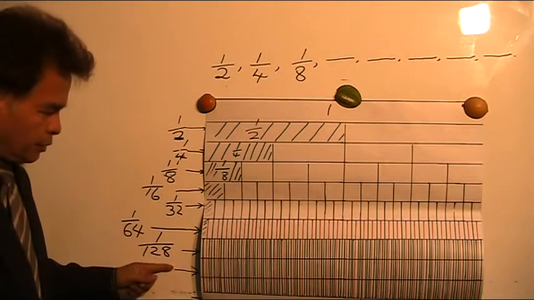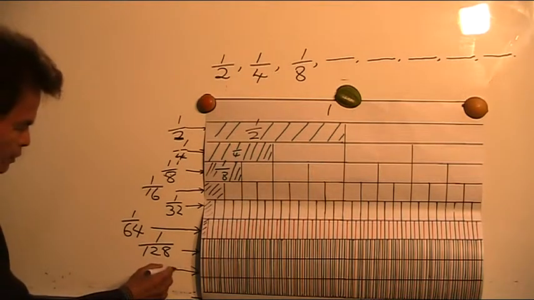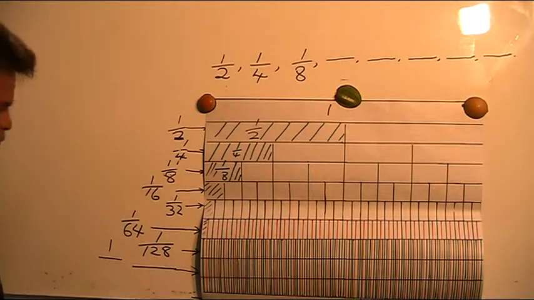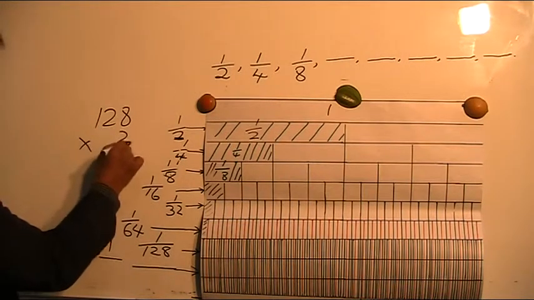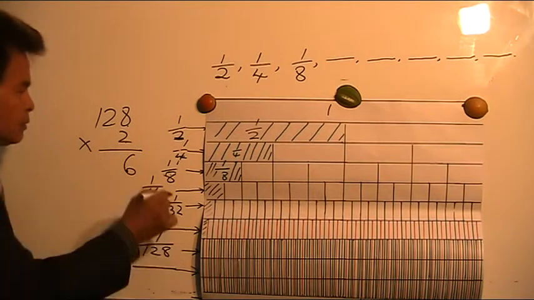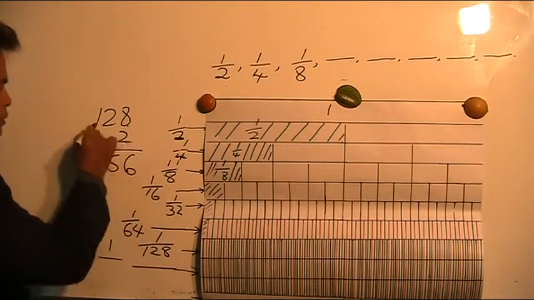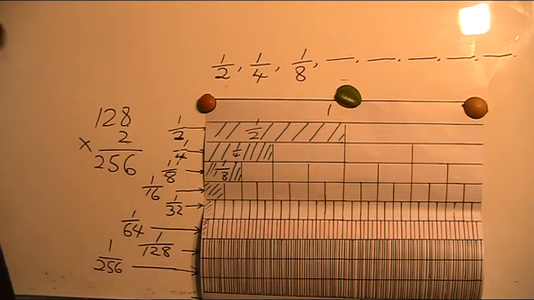And what was this? 1 over 128 times what? 2. What do you get? 2 times 8 16. 2 times 2 4. Plus 1 5. 2 times 1 2. 2 5 6. Alright.